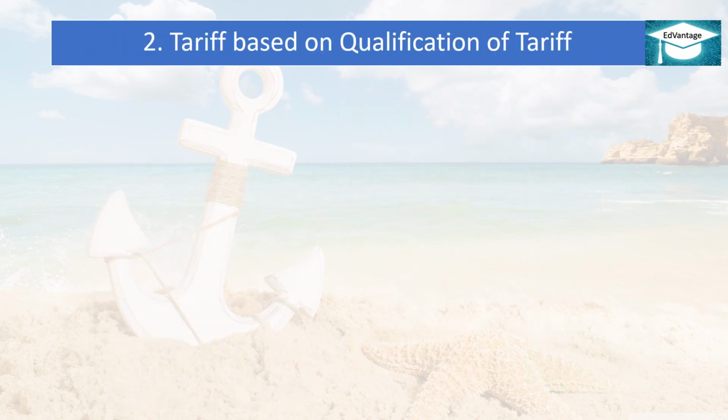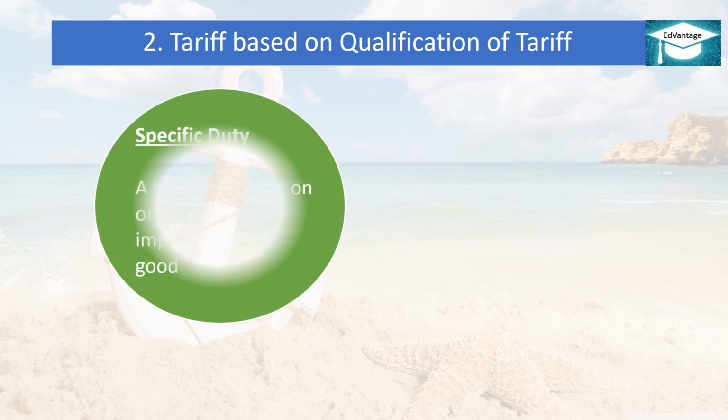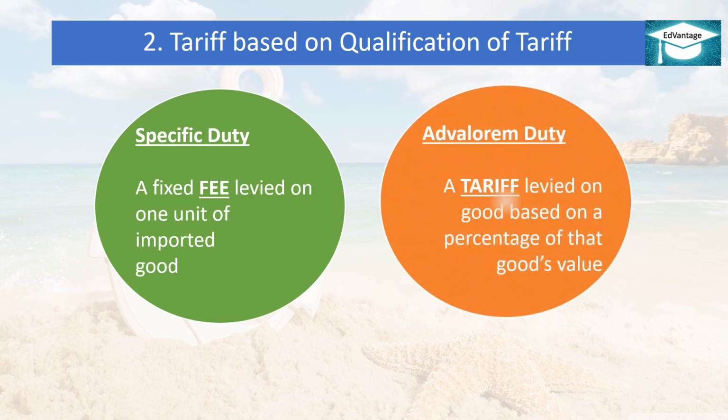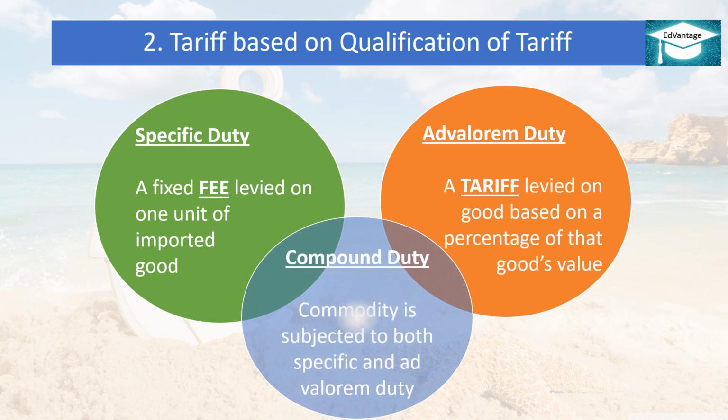Tariff based on qualification of tariff. Specific duty is a fixed fee levied on one unit of imported good. Ad valorem duty is tariff levied on good based on a percentage of that good's value. Compound duty is when a commodity is subjected to both specific and ad valorem duty.